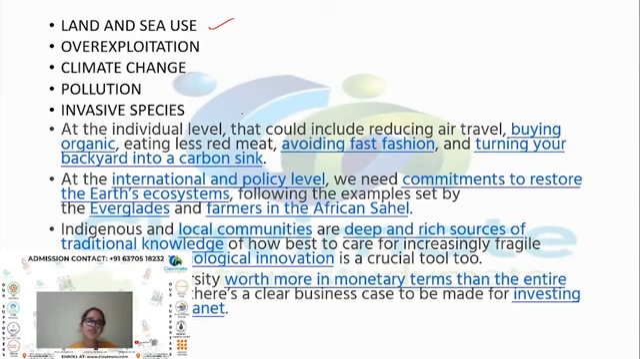The next, invasive species. There are several foreign species that are being invaded, so as a pest to the crops or anything. That is a major problem that is obviously leading to biodiversity loss.